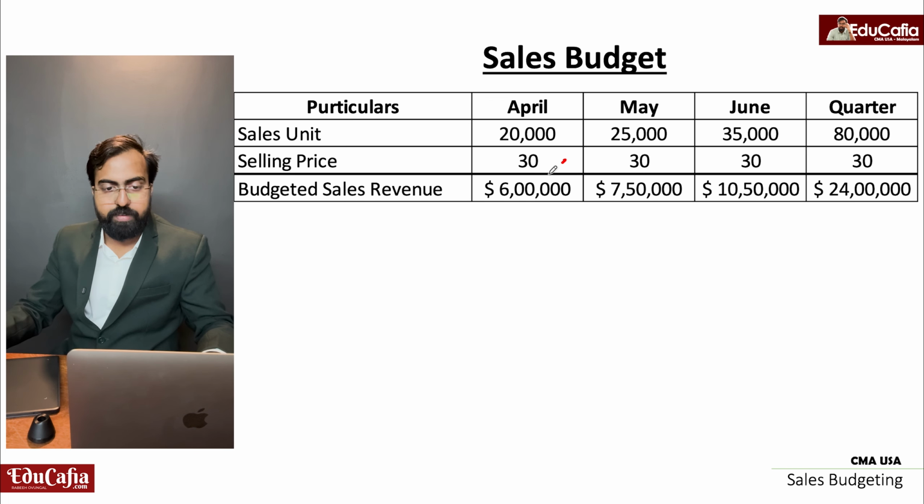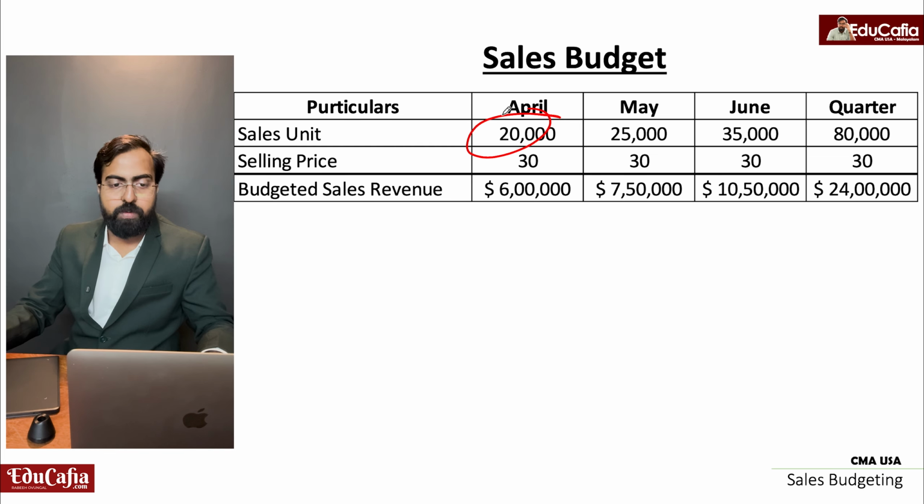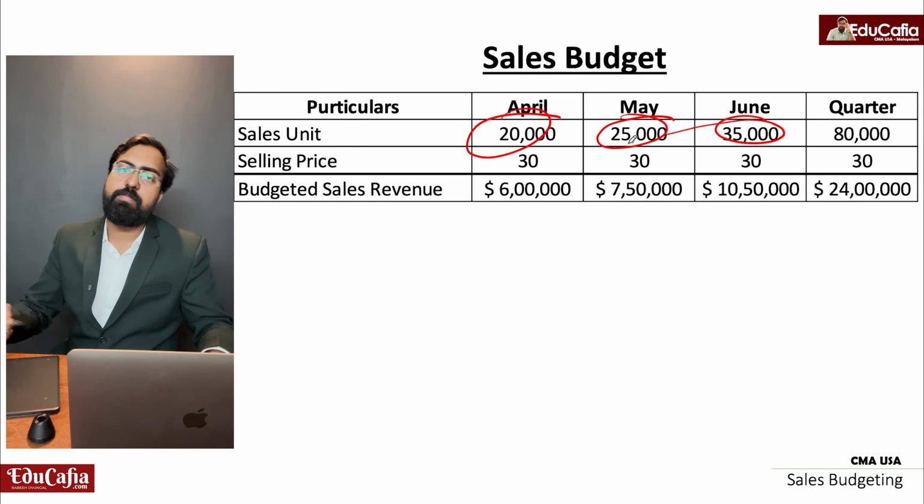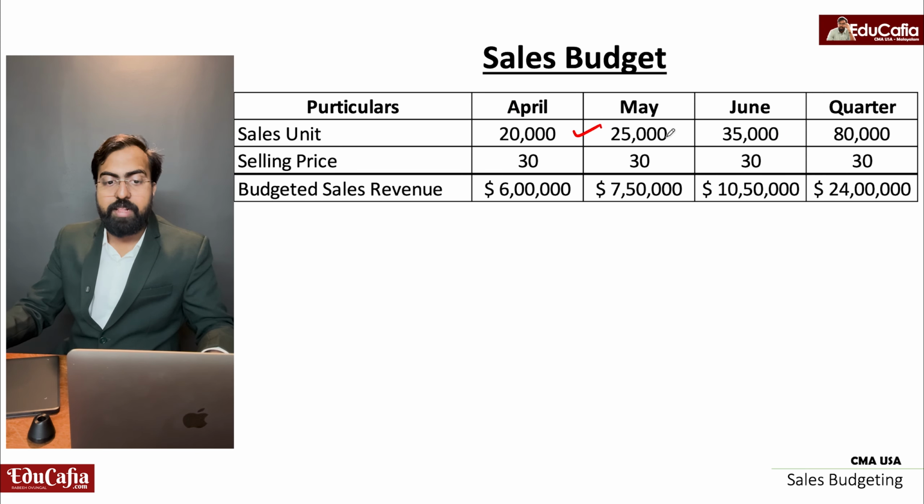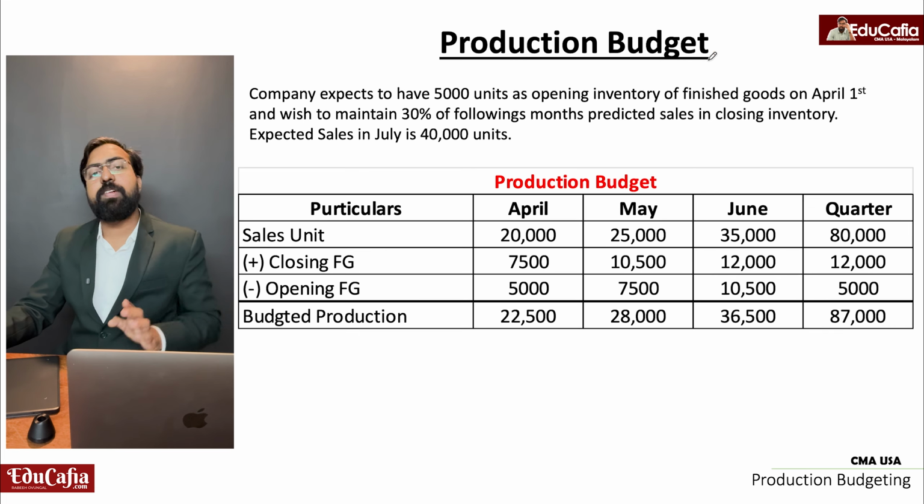So we know the price, and we understand this much quantity we have to sell. Very easy, right? But if you are planning like this, we have to discuss with the sales department whether this is possible or not. Okay, so this is nothing but the sales budget. Now we got the sales budget.